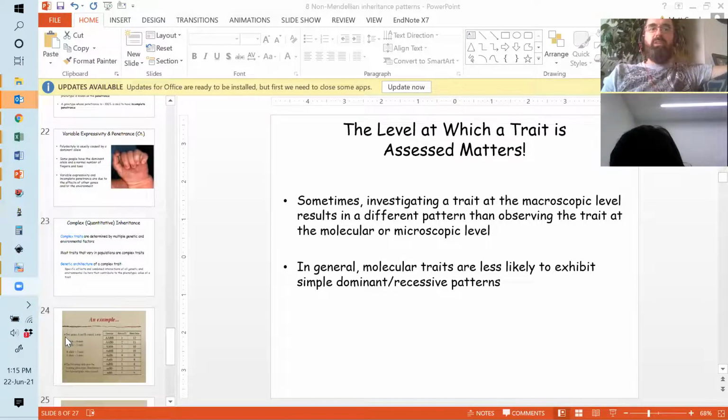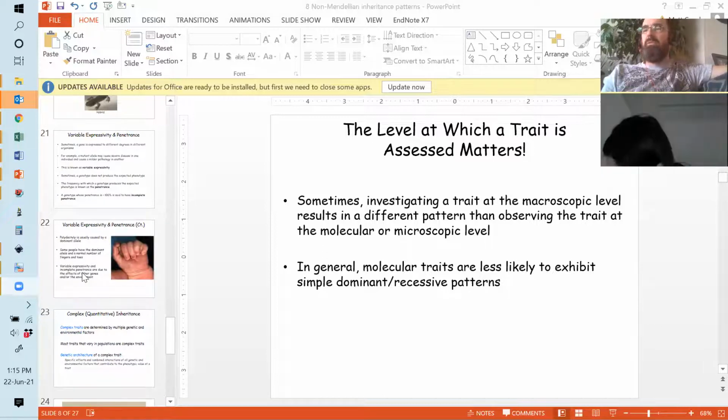So let's do these very quickly down here. I'm going to jump around. The reason is I want to get these done and then I can have time to talk about epistasis.